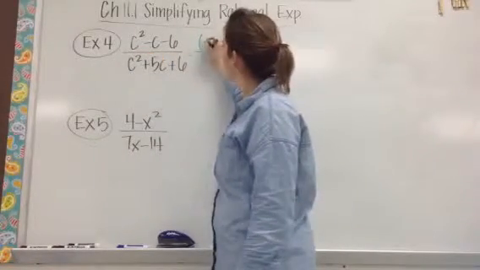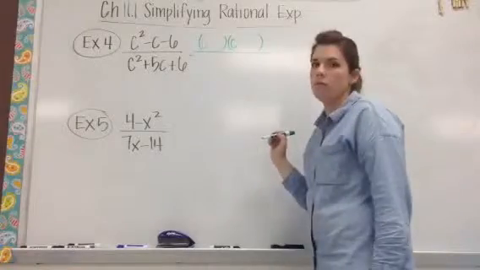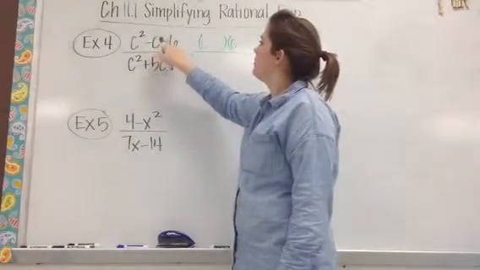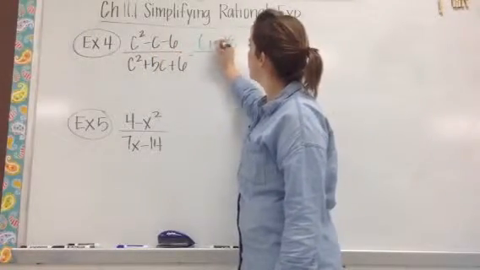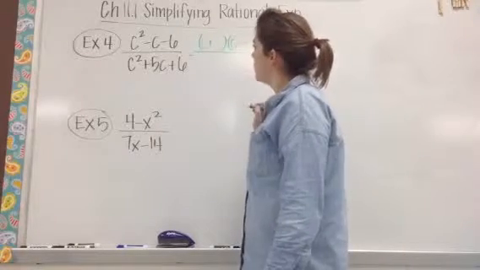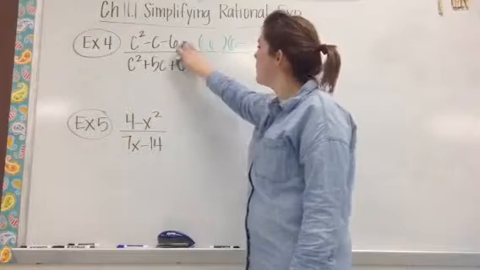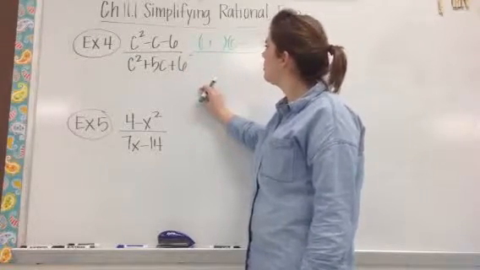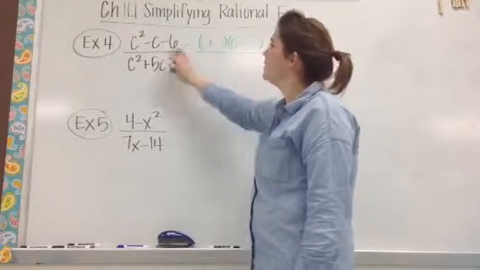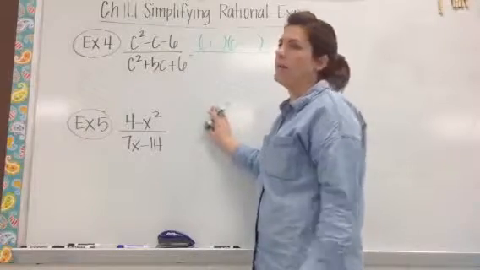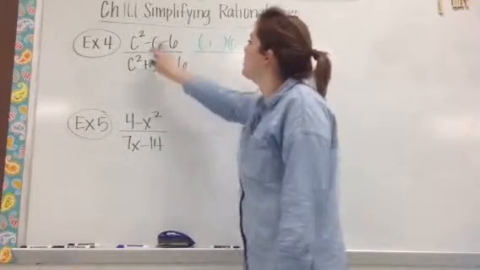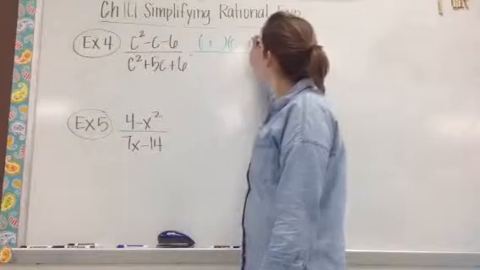C times C gives me the C squared. What numbers, this is negative, so they're going to be different. What numbers are going to multiply to give me 6, but subtract, because they're different, to give me 1? That's going to be 3 and 2 again. And since the middle number is negative, the bigger number is negative.